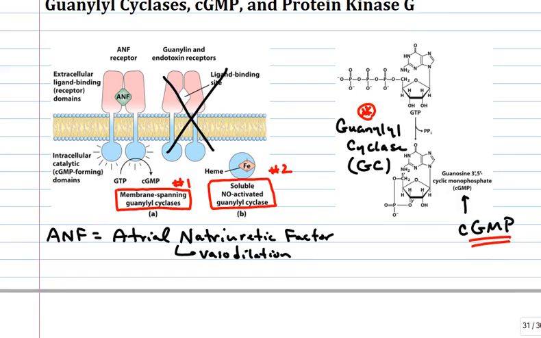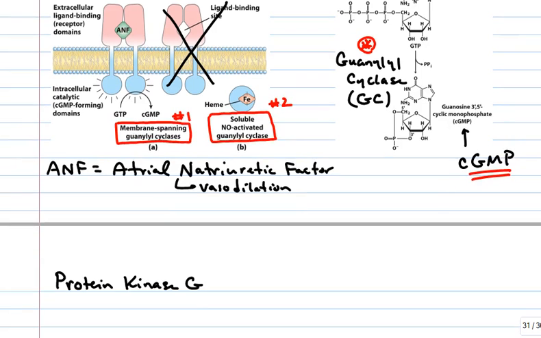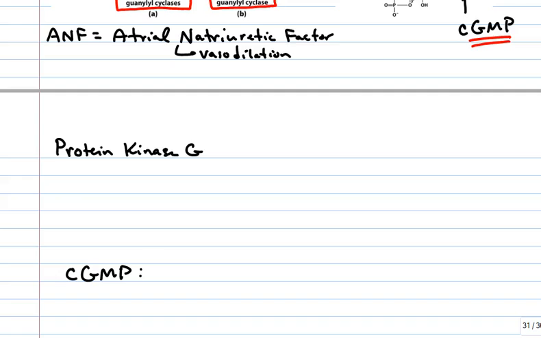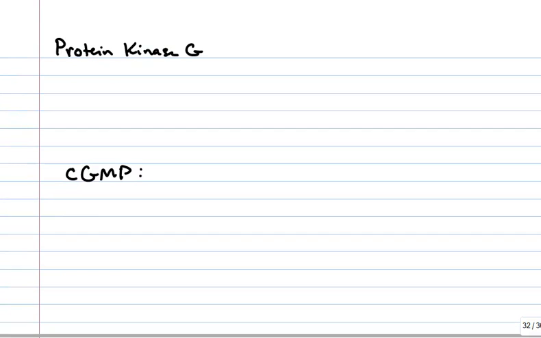All right, well, let's talk a little bit more about protein kinase G and cyclic GMP. And there's some analogies here from protein kinase A and cyclic AMP. Protein kinase G is a single polypeptide. Now that's different than protein kinase A, recall. But protein kinase G is going to be regulated by cyclic GMP, much like protein kinase A is regulated by cyclic AMP.